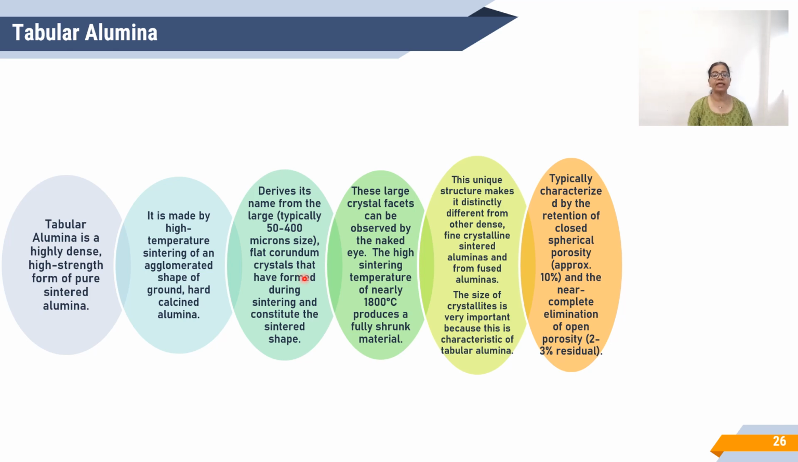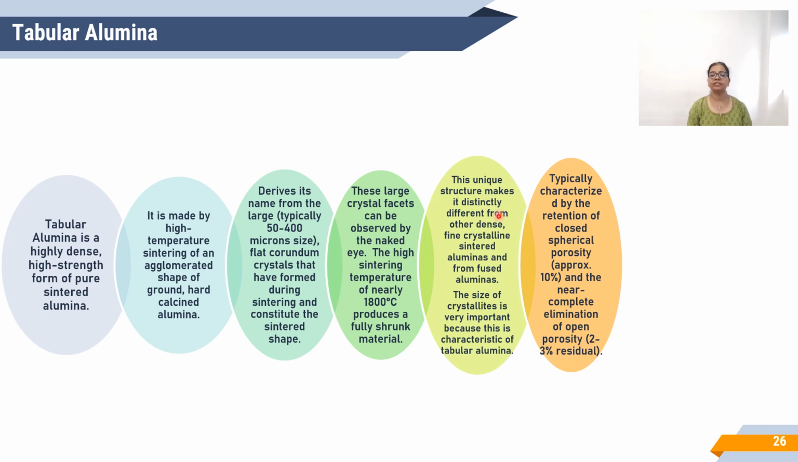They are flat corundum crystals that are formed during sintering and constitute the sintered shape. These are large crystal facets which can be seen by the naked eye. The temperature is about 1600 to 1800 degrees centigrade, and this produces a fully shrunk material which has a very high hardness and very little porosity of 2 to 3%.